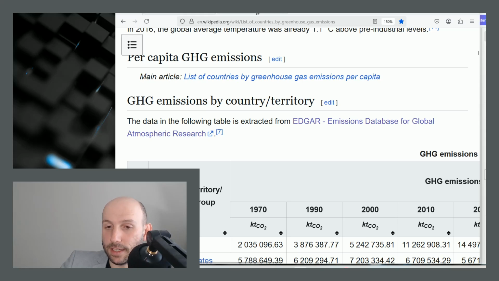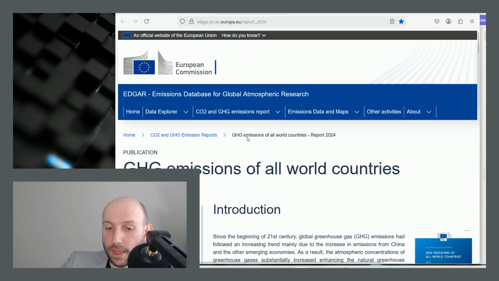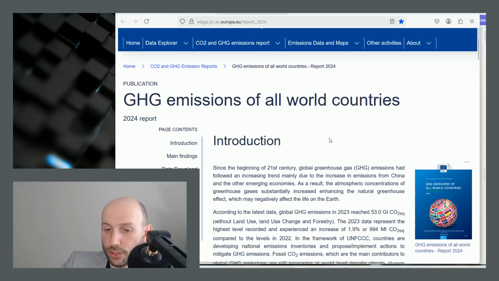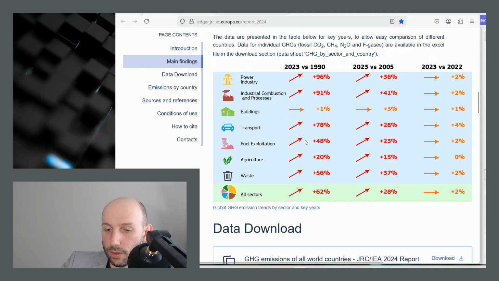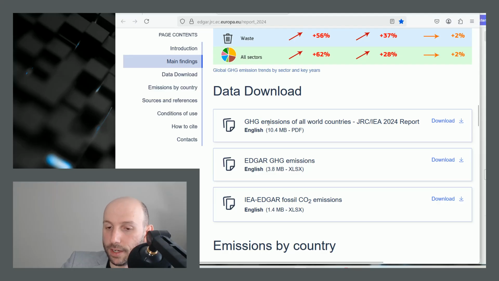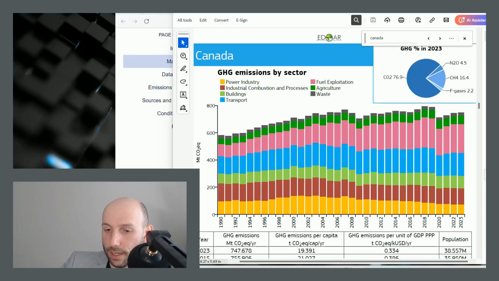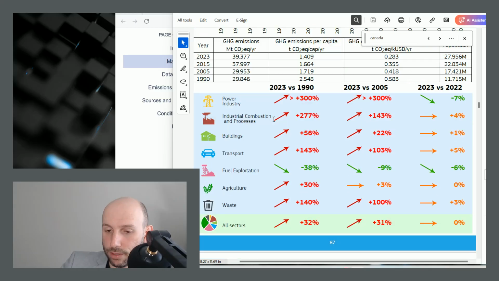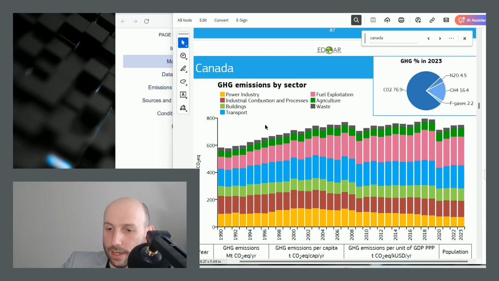So you can see where the numbers come from. And clicking this link takes you to this website here, greenhouse gas emissions of all world countries. And if you scroll down, there is this file here, greenhouse gas emissions of all world countries. And that file looks like this. Okay. So it has many pages, a page for each country and some summaries and all that, right? So if we look at Canada, we see actually where its emissions come from, right?